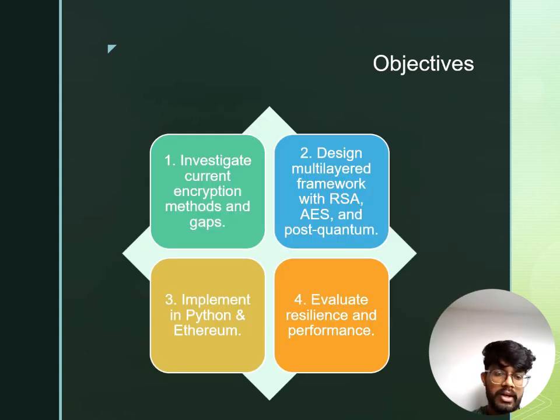In the objectives, the research was guided by four main objectives. First, assess existing blockchain IoT encryption practice and identify gaps. Then design a multi-layer encryption framework integrating RSA, AES, and a post-quantum layer. Implement the framework in Python connecting to Ethereum smart contracts. Then the fourth one is evaluate its performance and resilience against attack simulations. The main aim was to move beyond theoretical proposals by creating a working, tested prototype.